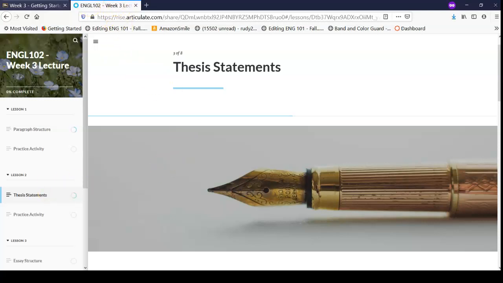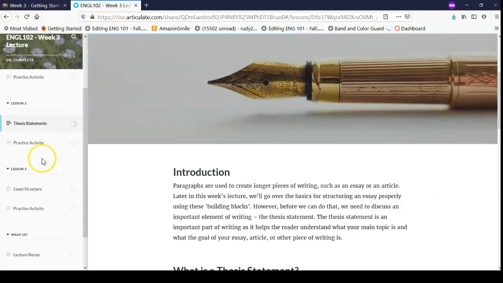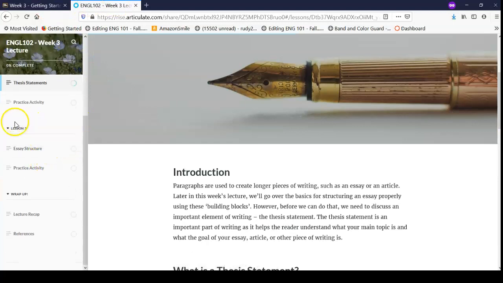Okay, so I want you to spend some time in that, and of course there are some other things that you're going to want to look at in the lecture. And this essay structure is an overview of what it will look like when you put together your thesis statement with the different paragraphs that you're going to be creating for the essay.